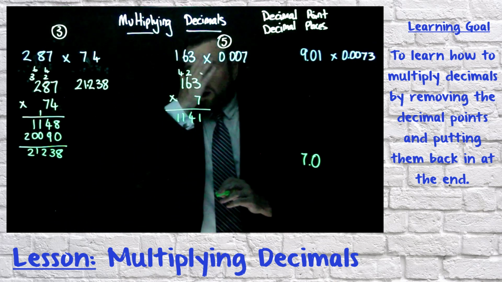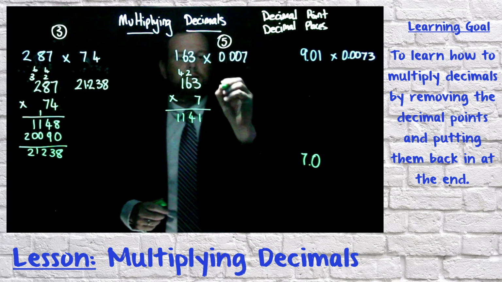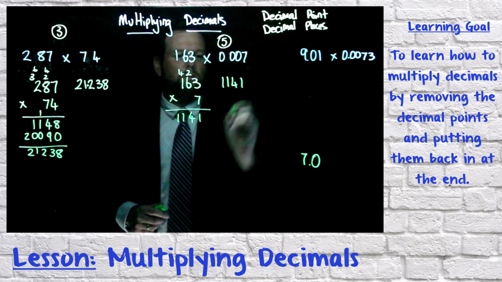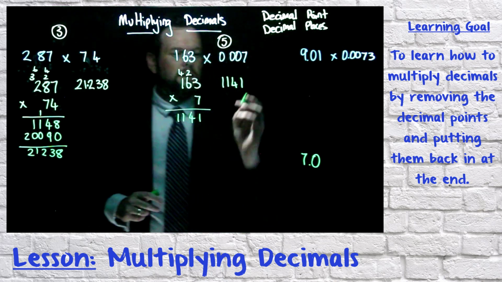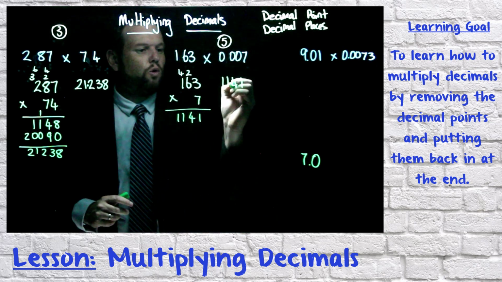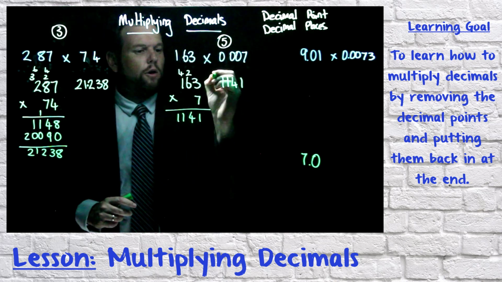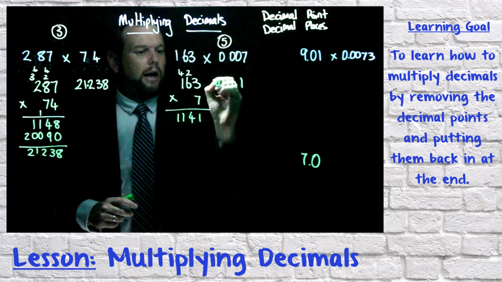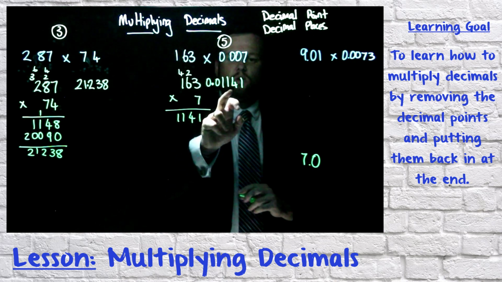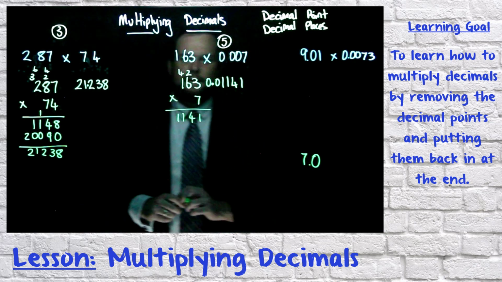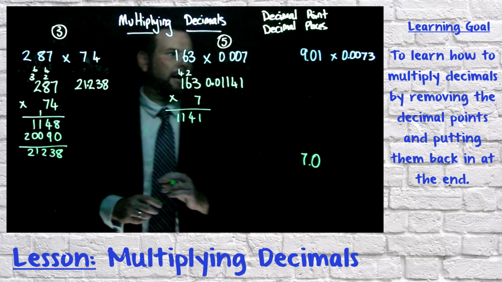Okay? Now I need to add in my 5 decimal places. Okay? And with this one, you'll notice that I've only got 4 digits here. So I've got to go 1, 2, 3, 4, 5. And add in my 0, okay? So now my answer has 1, 2, 3, 4, 5 decimal places, so it's correct.